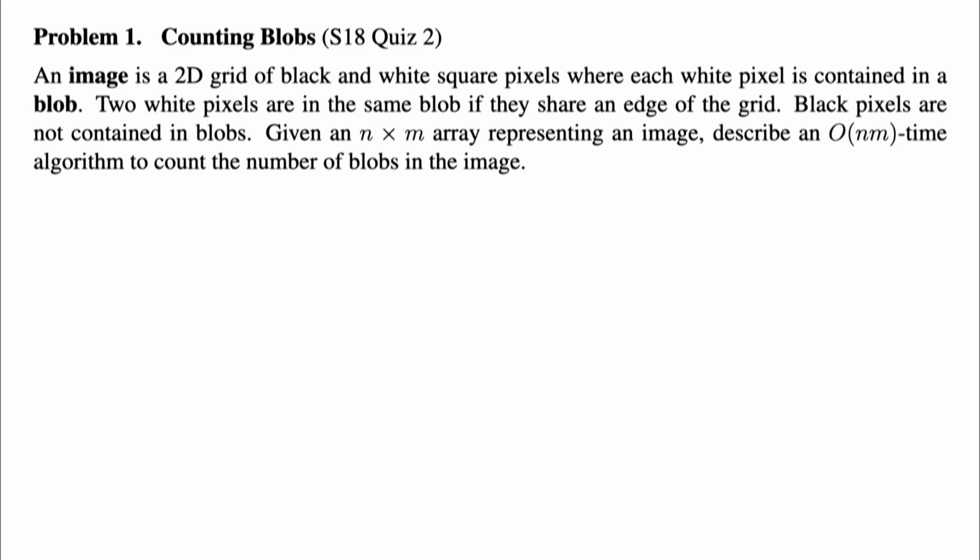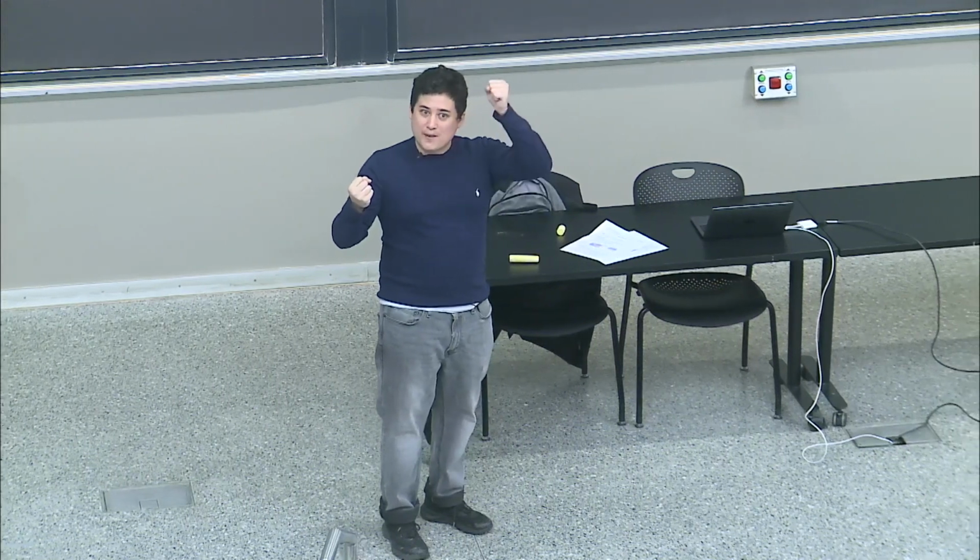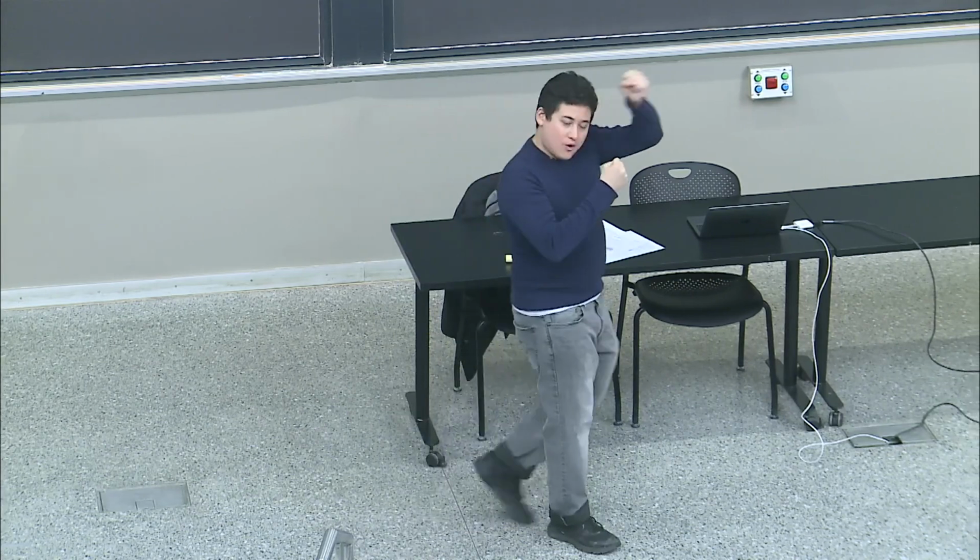And what we say is each white pixel is contained in a blob. Okay, but what is a blob? I don't know, right? I'm kind of giving you an implicit definition of what a blob is. Two white pixels are in the same blob if they share an edge of the grid. So this tells me this graph has an edge if these pixels are adjacent and they're both white, right? That's what it means. But an interesting part about that definition is that it is transitive, right?